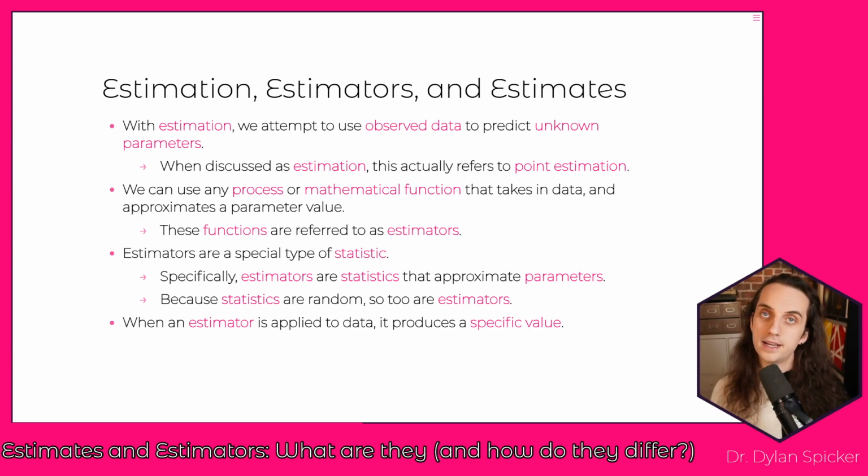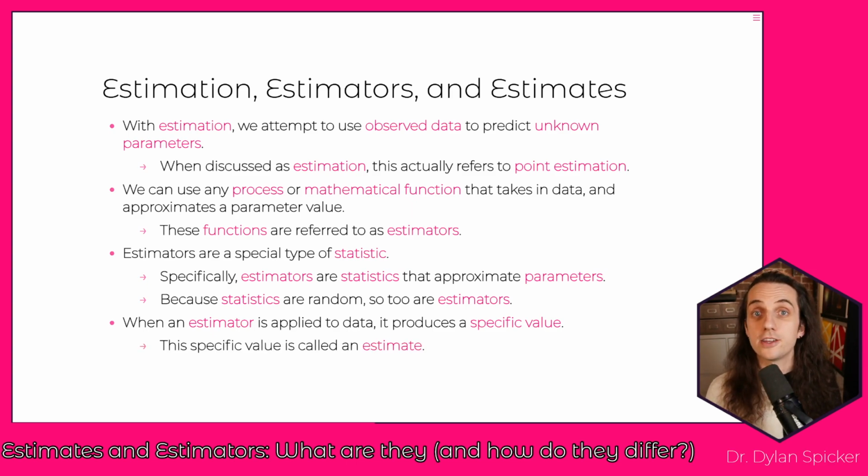Now, when we apply an estimator to actual data, so you've gone out and actually collected a sample of data, and then you apply the estimator to it, in that case it's going to produce some specific value, right? You're going to take in the actual observations, plug those into the function or the algorithm, and it's going to output some number, right? And that number is the guess that you have towards the parameter value. When it produces that specific number, that is called an estimate. Okay? So the specific value that is produced by an estimator is referred to as an estimate.